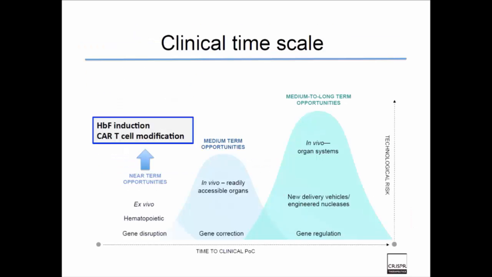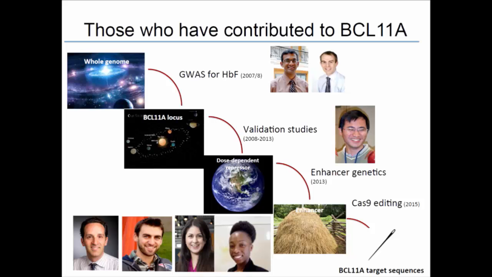So in terms of the clinical time scale, where are we? Well, I think we're at the point now where we can really anticipate very near term CAR T cell modification as one application of editing, and also hemoglobin F induction by a variety of different approaches, and possibly in vivo editing in the case of hemophilias, although I'm not sure where that is poised clinically at this moment. And I think other opportunities exist further down the line.